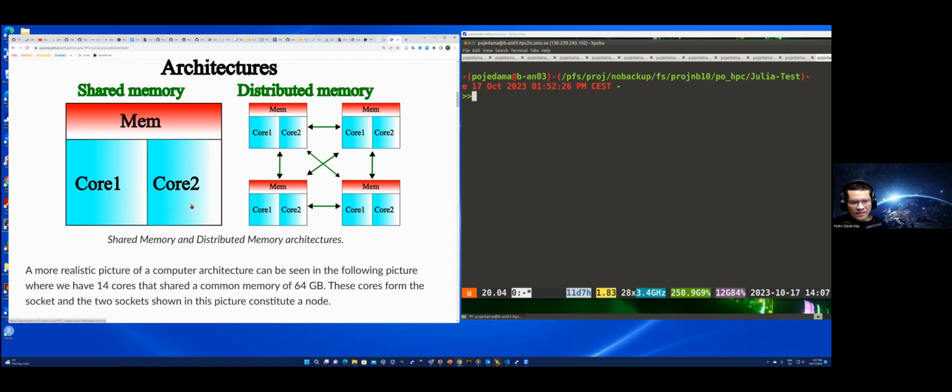So the line dividing these two architectures is fine. Sometimes it's not well defined, because as you can see here, we have some shared memory locally, and also some distributed memory across all of these CPUs that are depicted here.